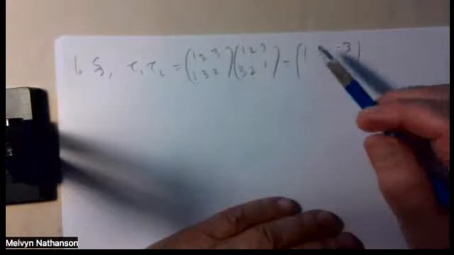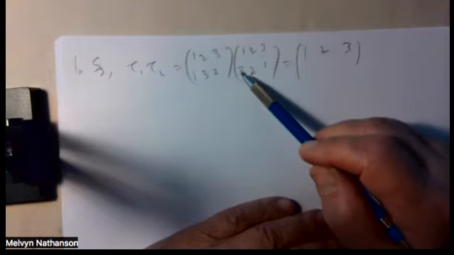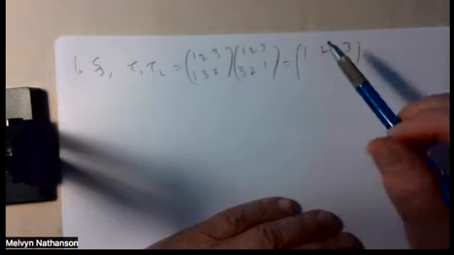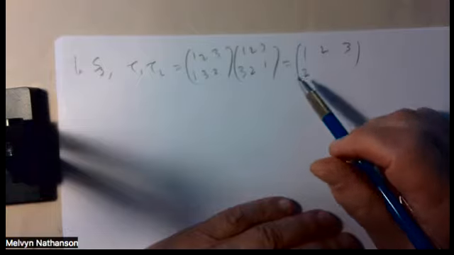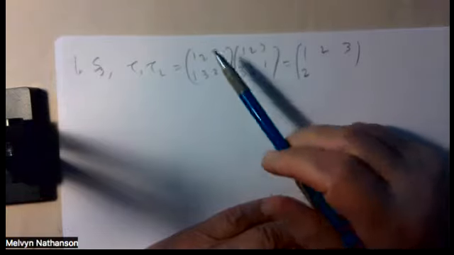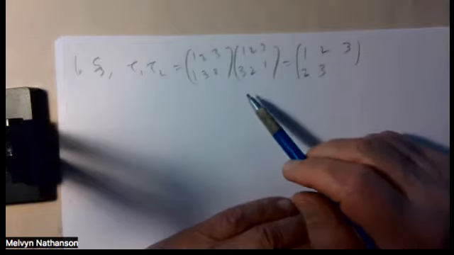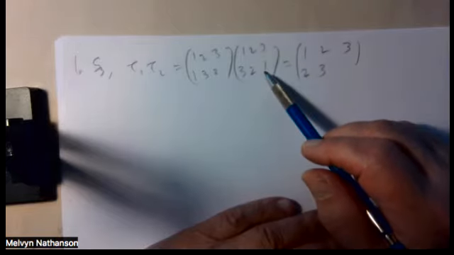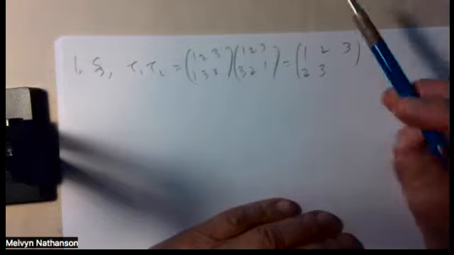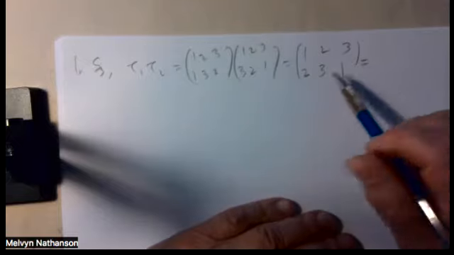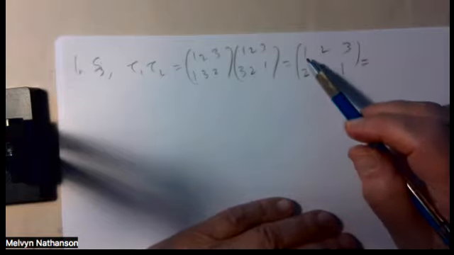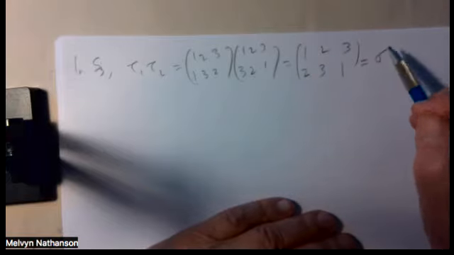Tau 1, tau 2. So tau 2 sends 1 to 3, and tau 1 sends 3 to 2. Tau 2 sends 2 to 2, and tau 1 sends 2 to 3. Tau 2 sends 3 to 1, and tau 1 sends 1 to 1. So this permutation, tau 1, tau 2, sends 1 to 2, 2 to 3, and 3 to 1. That's exactly sigma. So if I go back to my table, if I want to fill in tau 1 times tau 2, that's sigma.